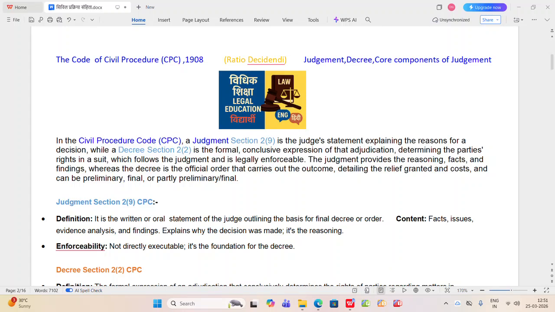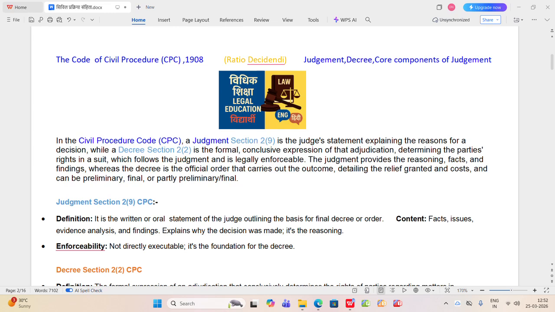Today I am going to discuss what is judgment, what is decree, what are the essential elements or components of a judgment, and what is ratio decidendi. Friends, this is very important, and a question is always asked from this topic. This comes under the Code of Civil Procedure 1908. In short, we can say CPC 1908.